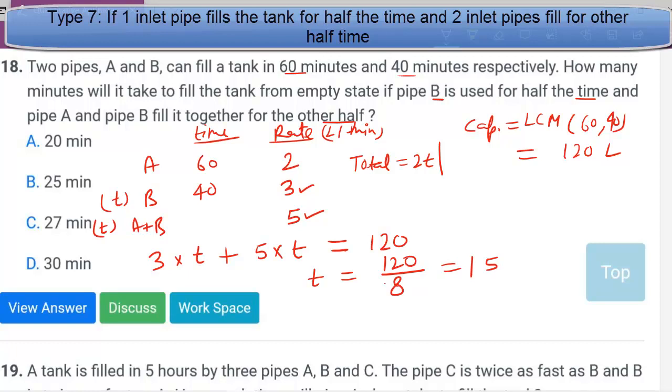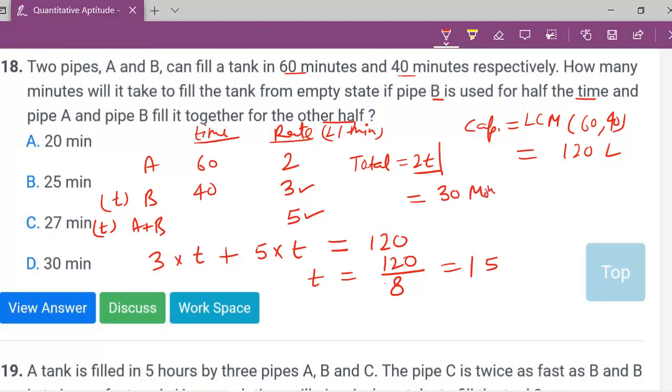So that will be 15 into 2, that means 30 minutes. Okay, so 30 minutes is the answer. Option D is correct.